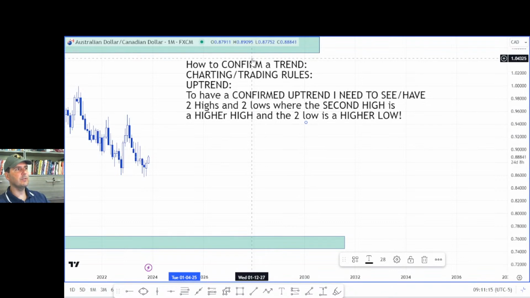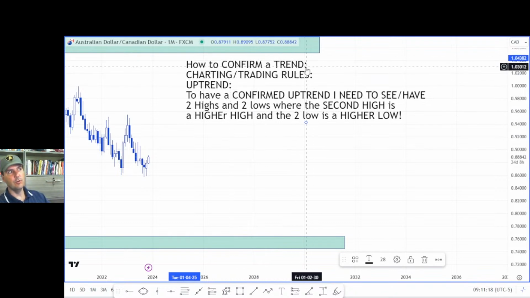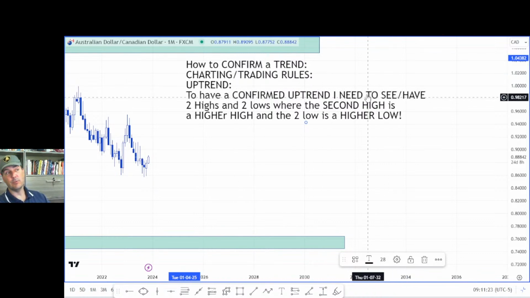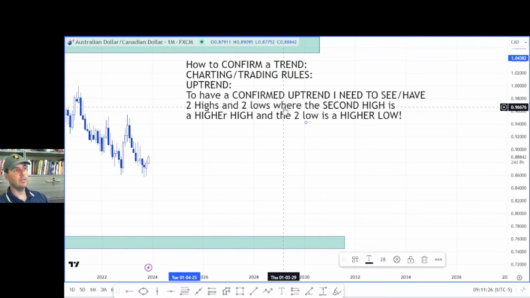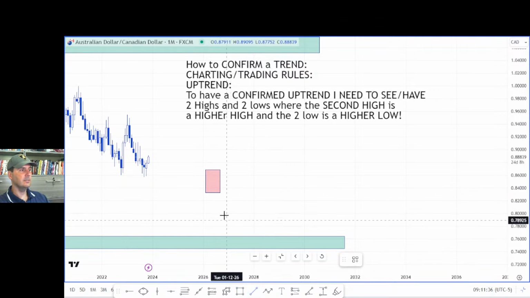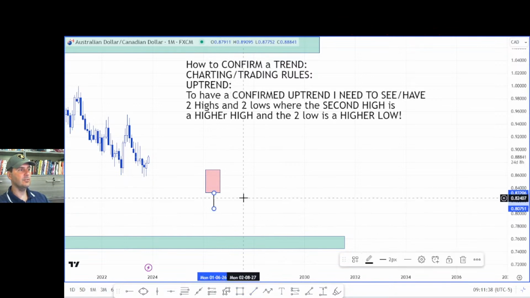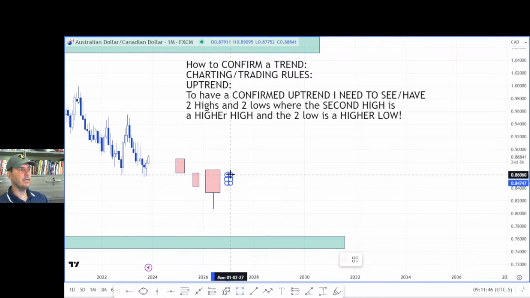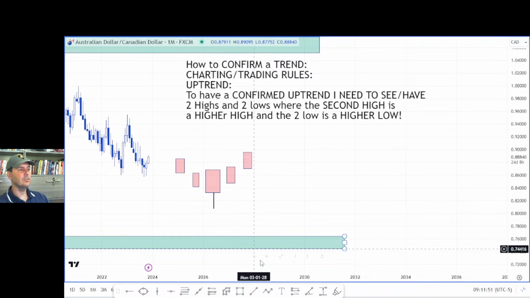So how to confirm a trend? Charting, trading, rules. Uptrend. To have a confirmed uptrend, I need to see two highs and two lows where the second high is a higher high and the second low is a higher low. Alright? So what is a low? A low is a center candle, and they come in all shapes and colors, that has two candles on the left, and two candles on the right with higher low values.